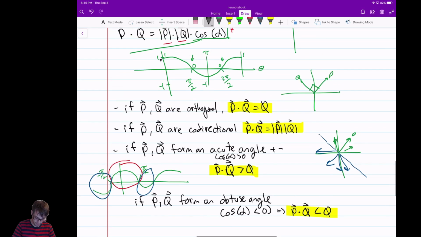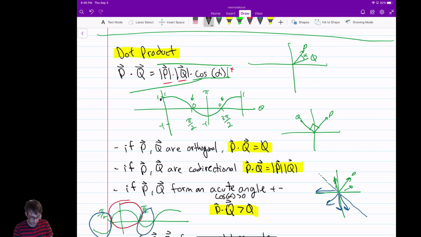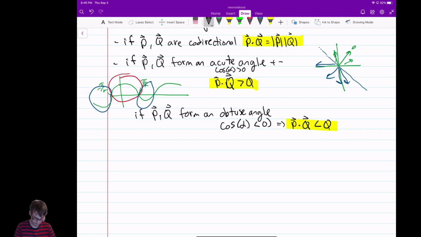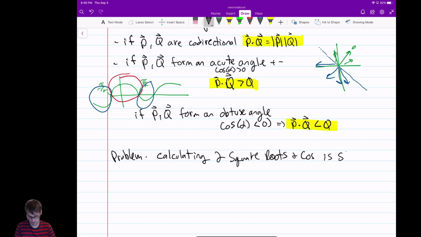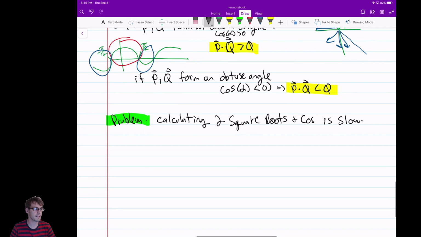Now the problem though, if I come back to this formula here, it requires length and cosine. Length requires a square root. So this requires 2 square roots and a cosine. That's slow. Problem: calculating 2 square roots and a cosine is slow. Because in graphics, we need speed, right? We want everything to go fast. That's a real problem. Luckily for us, there is a better way.